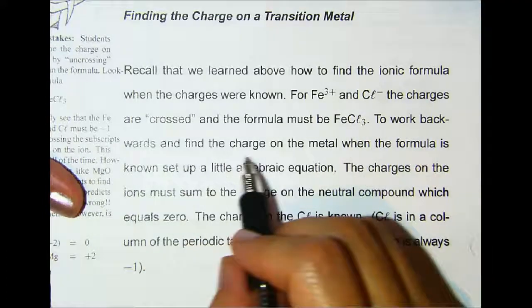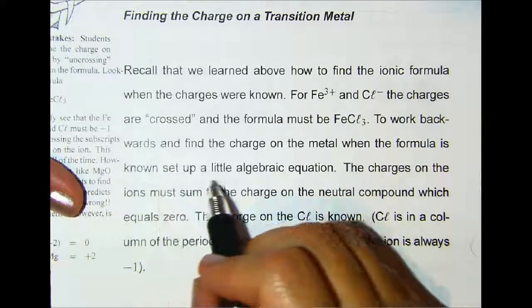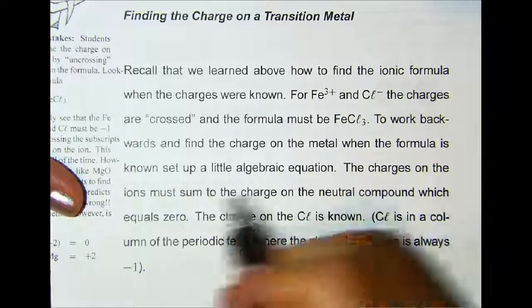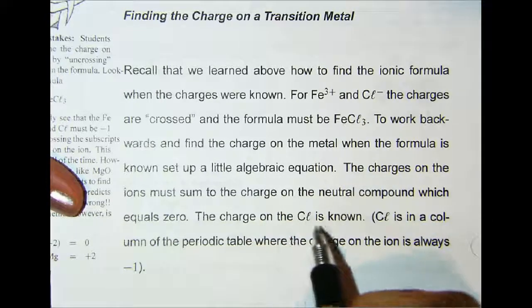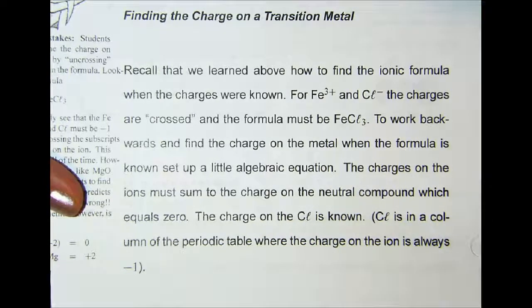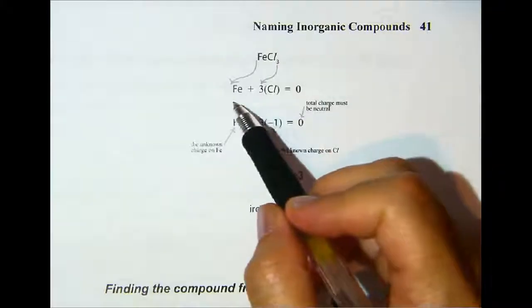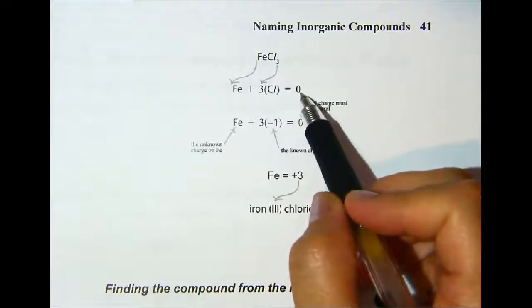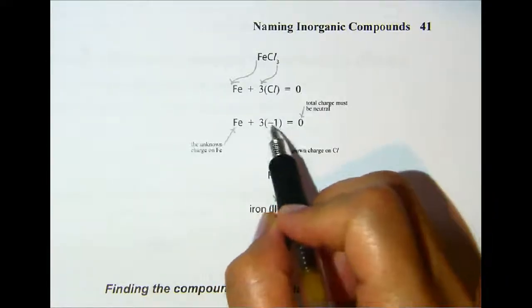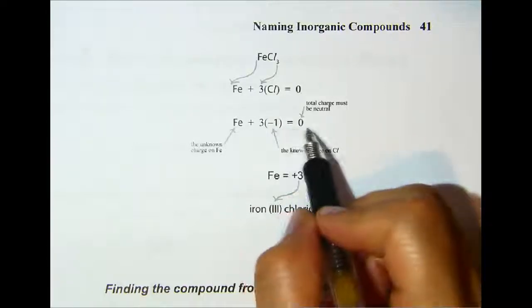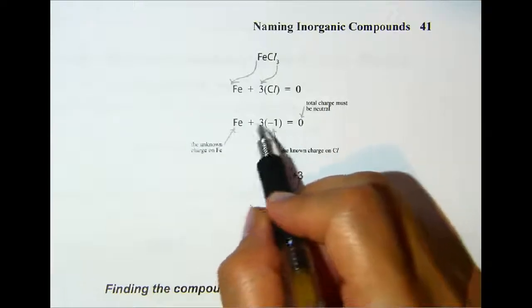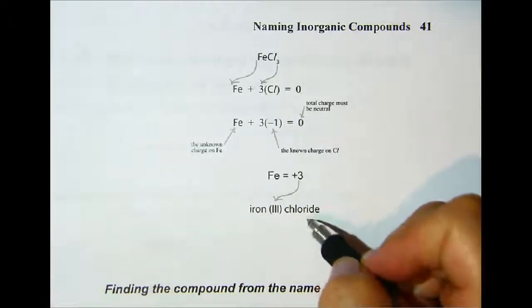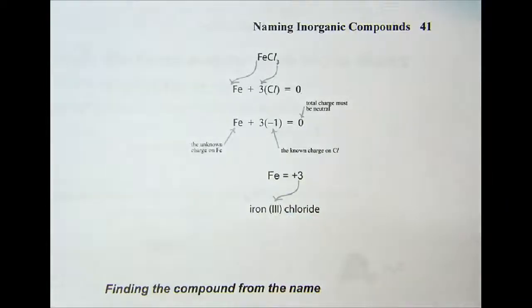To work backwards and find the charge on the metal when the formula is known, set up a little algebraic equation. The charges on the ions must sum to the charge on the neutral compound, which equals 0. The charge on the chloride is known. Chloride is in the column of the periodic table where the charge on the ion is always a -1. So here's iron, and we have 3 chlorides, which all have to equal 0. Since each chloride is equal to a -1 charge, then what must be true for this statement? This iron must be a +3 in order to balance out this -3 to make all of this 0. And that's how you can determine it's iron 3 chloride.